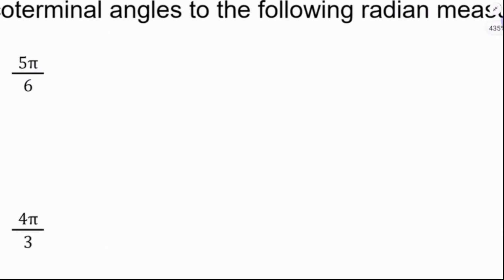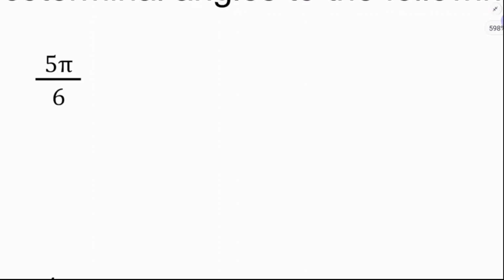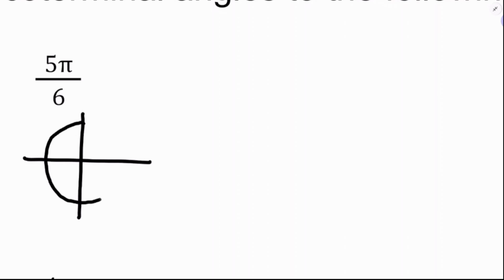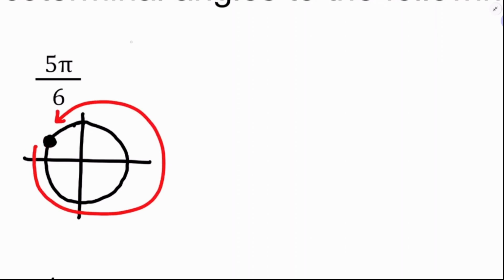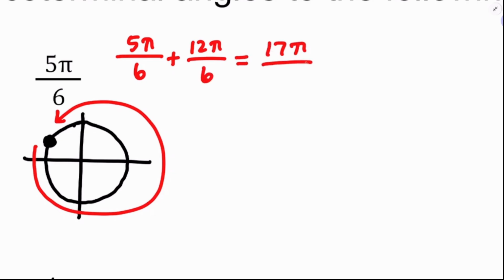We could do this without drawing the diagram, but I want to remind you of where all these angles are. So 5 pi over 6, almost all the way to pi. That's right here. Okay, so that's 5 pi over 6. If I was there and I went around another time, I'd have 5 pi over 6 plus 2 pi, so that's 12 pi over 6. And that's going to equal 17 pi divided by 6. So that's a coterminal angle.